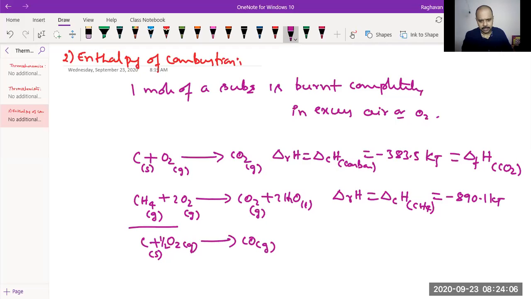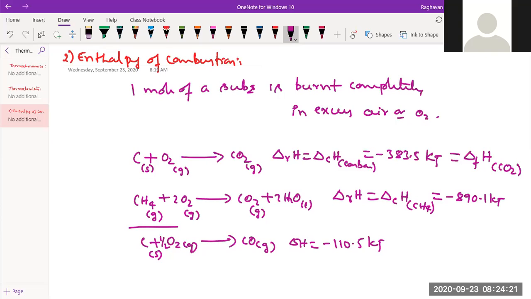Delta H is minus 110.5 kilojoules. Now, is it enthalpy of combustion of carbon? It is as per the definition. Yes, sir. Then what is the difference between the first equation, the enthalpy of formation of carbon dioxide, and this carbon equation?